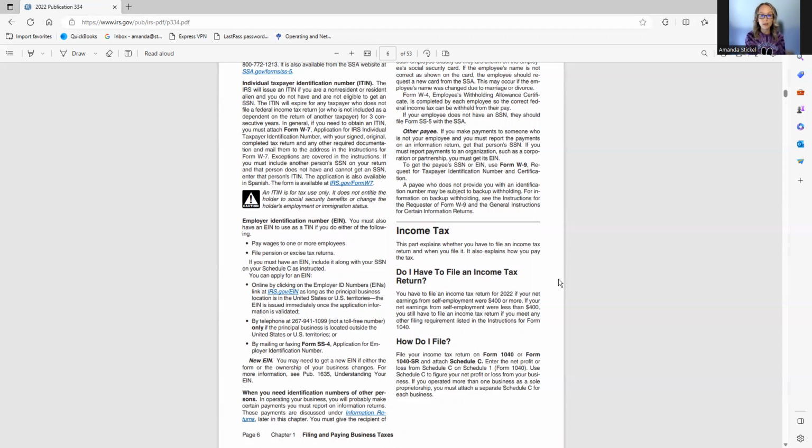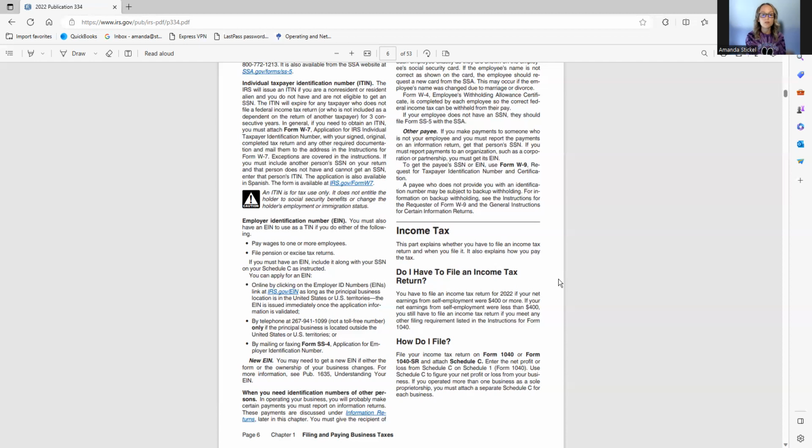You can apply for an EIN online by clicking on the Employer ID Numbers, EINs, link at irs.gov/EIN. As long as the principal business location is in the United States or U.S. territories, the EIN is issued immediately once the application information is validated. You can also do it by telephone or by mailing or faxing Form SS-4.